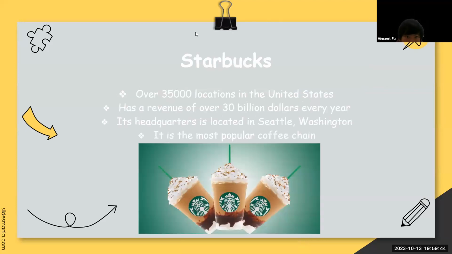So lastly, we have Starbucks, and there's over 35,000 locations. I think that's supposed to be worldwide, actually. And they have a revenue of over $30 billion every year. And it's headquartered in Seattle, Washington, and it's like the most popular, most common coffee fast food place you'll ever see. I mean, there are other coffee places.